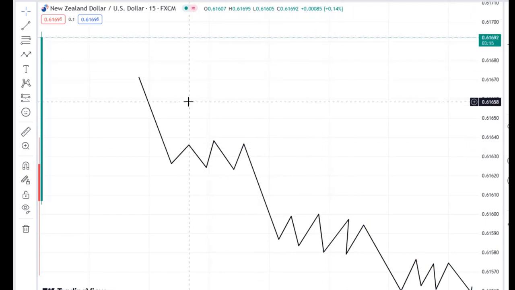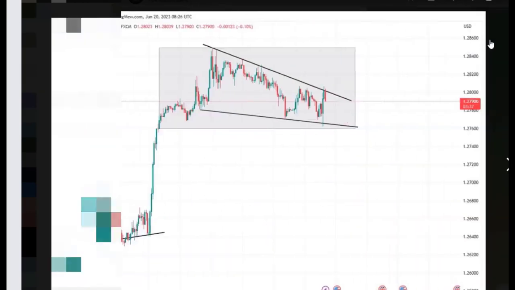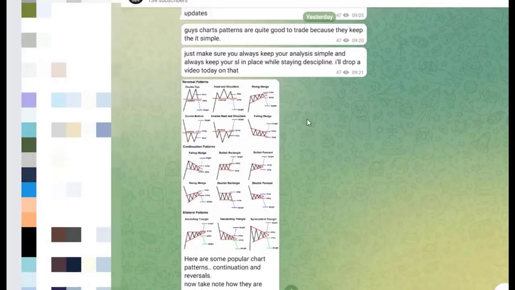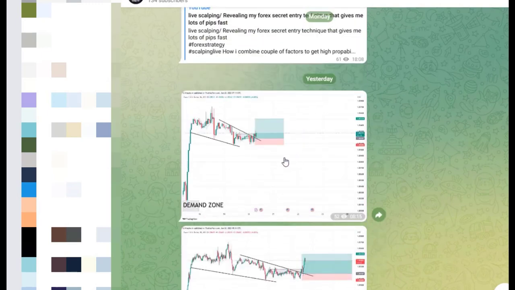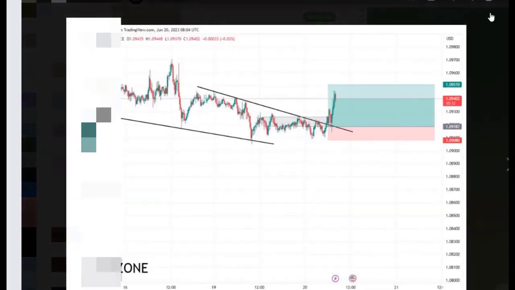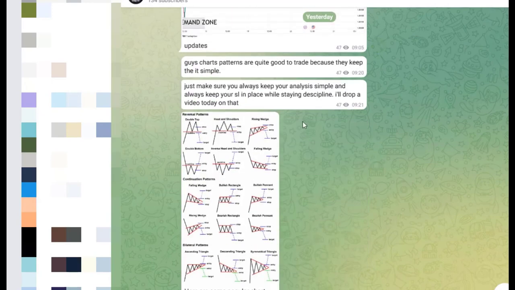Now let me go to our Telegram channel. These are some chart patterns that were dropped yesterday. We're revising, and then we took some trades based on these chart patterns, right? Let me just show you guys. This was one example. This was the signal I was given earlier on, and then later on, look at how price moved after the breakout, right? We had some chart patterns that we were given, and these are some of them.